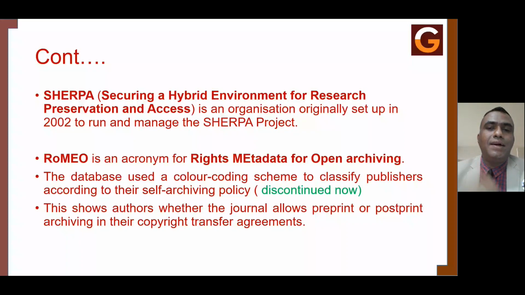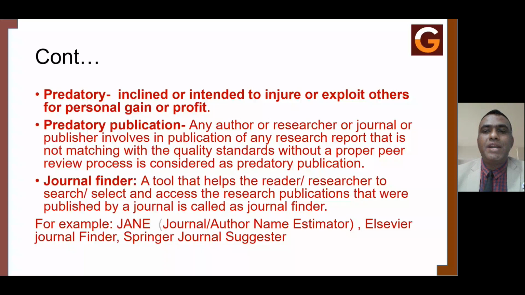Let us understand the further terminologies which are going to be covered as part of this learning unit. We need to know what is meant by predatory. Predatory is something inclined or intent to injure or exploit others for personal gain or profit. We can apply this meaning to predatory publications. Any author, researcher, journal, or publisher involved in publishing any research paper that does not match any quality standard, without a proper peer review, is considered a predatory publication.